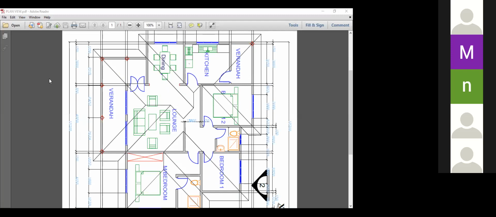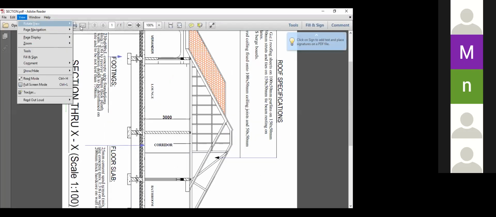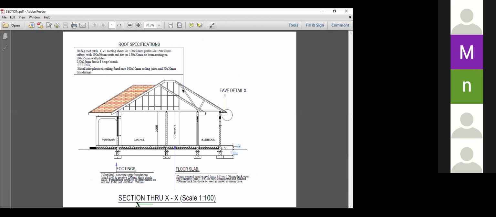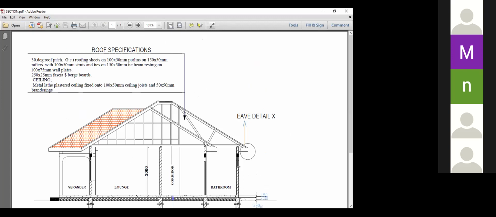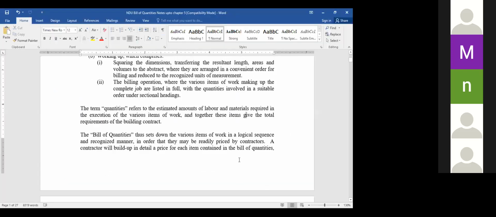Yeah, we have the plan. Then we can also have a section. The things we use, we use drawings. You should be able to understand all these drawings. We can also have a section. This is a section, as you can see here. From the section, you need to be able to read off certain things, because you can see it's a section that gives you the footing and the height and so on and so forth. So you need to be able to read your drawings and interpret them well.